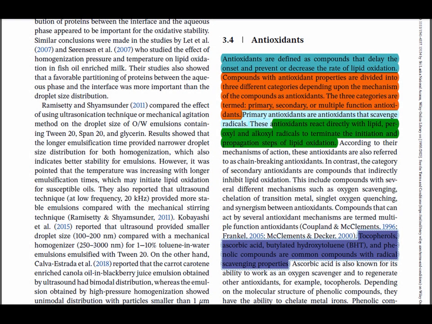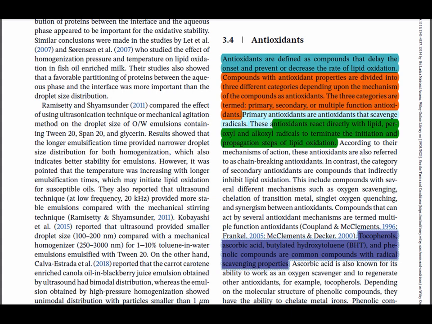The other method of preventing lipid oxidation in emulsions is using antioxidants. Antioxidants are defined as compounds that delay the onset and prevent or decrease the rate of lipid oxidation. Compounds with antioxidant properties are divided into three different categories depending upon the mechanism of the compound. The three categories are termed primary, secondary, or multiple function antioxidants.